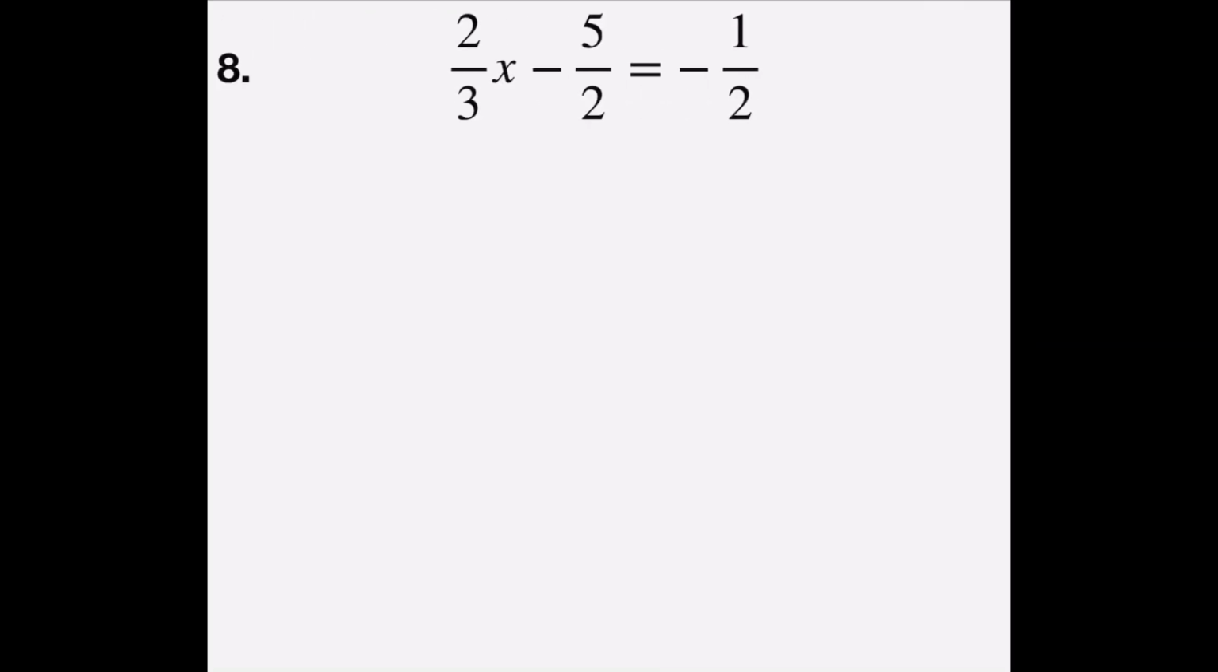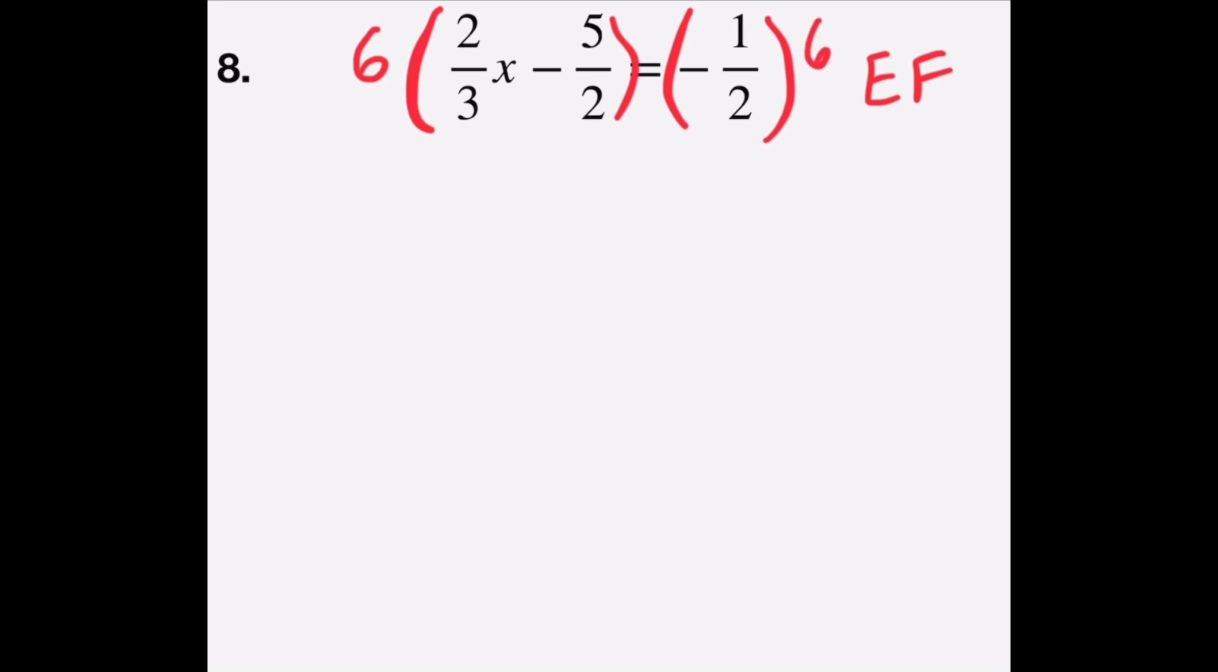Problem number 8 says 2/3 x minus 5/2 equals -1/2. So I'm going to follow my 4 steps. Step 1 is to eliminate fractions by multiplying both sides by the least common denominator. I have 3 fractions in this problem with denominators of 3, 2, and 2. So thinking of 3 and 2, the least common denominator would be 6, which means I'm going to multiply both sides by 6. And really that means that I have to multiply every term in this equation by 6.